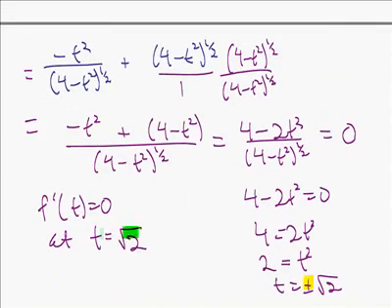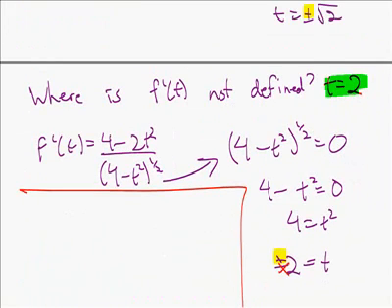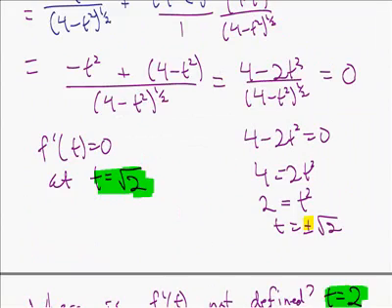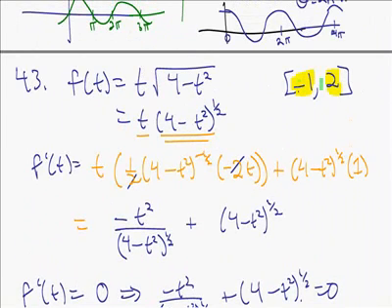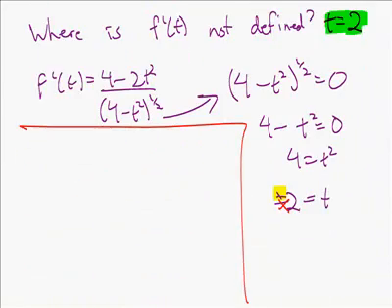We have t equals the square root of 2, where our derivative was equal to 0. The derivative was undefined at 2, and the derivative was equal to 0 at the square root of 2. Then we also have our endpoints to check, negative 1 and 2. Well, 2 is doing double duty. It's an endpoint and it's a critical number, so we only need to check it once.